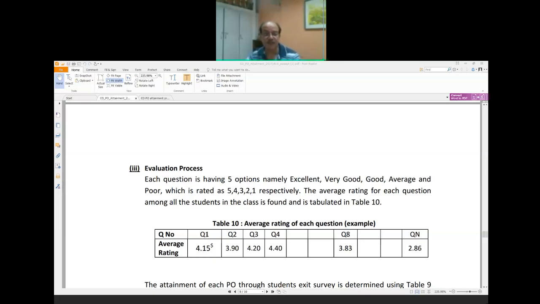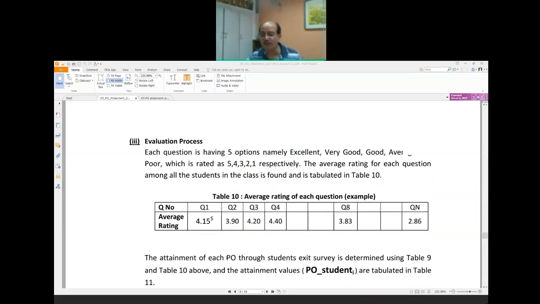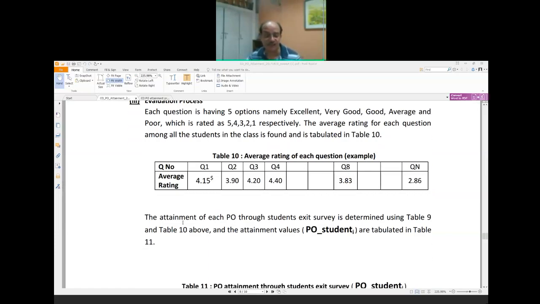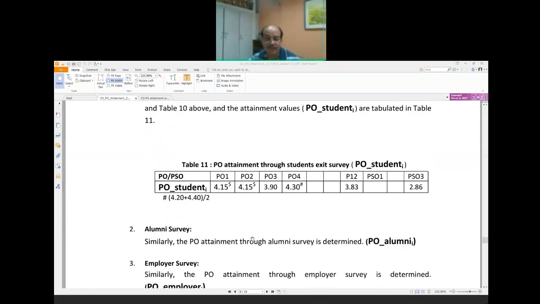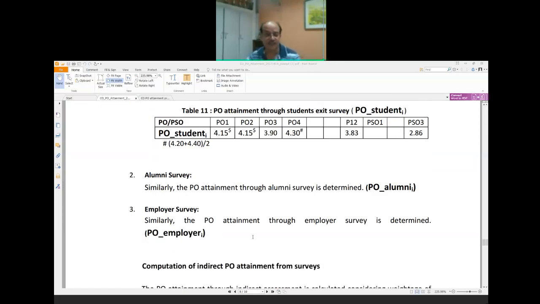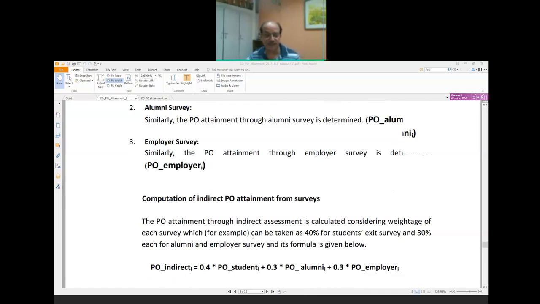I map them with the POs, and then I take these values from the students and we average them. Let's say for question number 1, in case there are 60 students who have given answers, then I find the total of all the values and the mean of these values for each one of them. So this is what we get corresponding to each question: the value which is coming out. So the attainment of each PO through the student exit survey is determined by using tables 9 and 10, and the attainment value of the student is tabulated below.